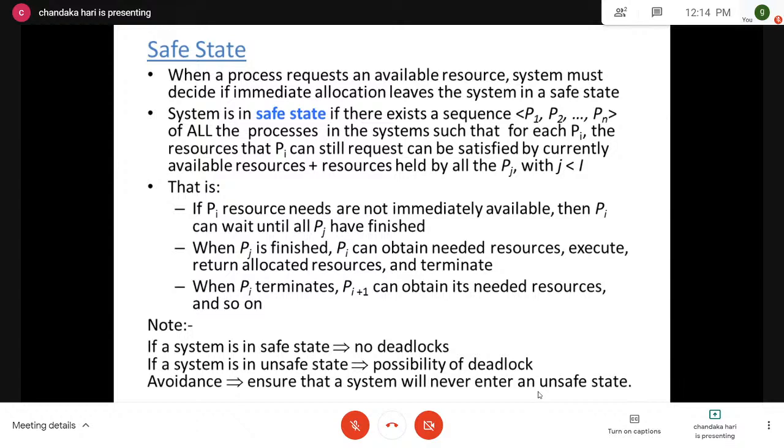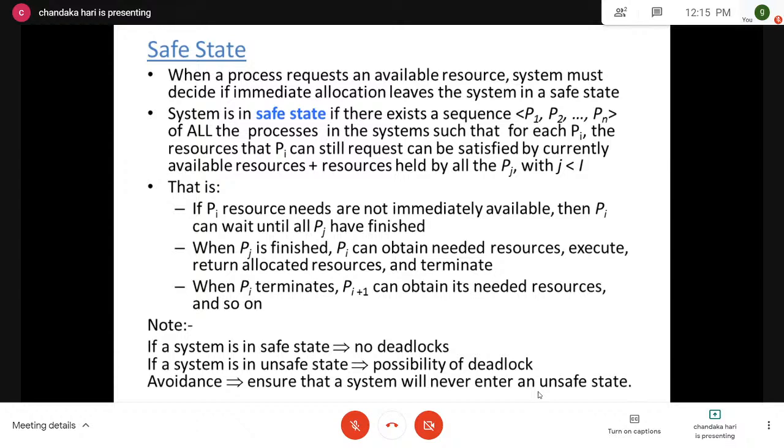This is recurrently satisfied, all jobs are completed from the ready queue. So that's why when a process requests an available resource, the system decides whether immediate allocation will leave the system in a safe state or not. After immediately allocating it, in case the system is in an unsafe state, that implies the currently available resources do not satisfy any one of the waiting processes, and the system is going to enter a deadlock state. Then the request cannot be granted immediately.